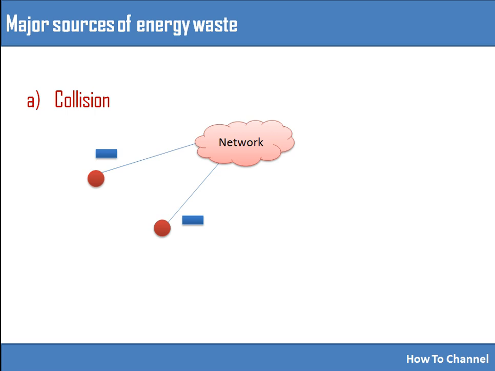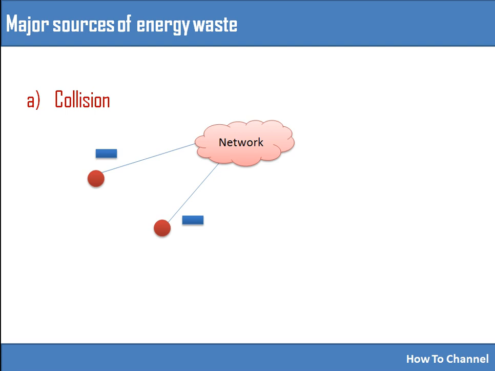So we have some sources of energy waste. First of all, the first source is collision. If two sensor nodes are transmitting something, and if their packets collide, then in the case of collision those packets have to be retransmitted again, and whenever a packet is transmitted it will consume some energy. So when the same packet is transmitted again, obviously it will again consume energy. So this is the first major source of energy waste.